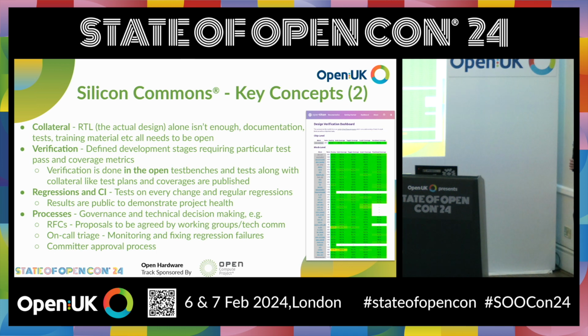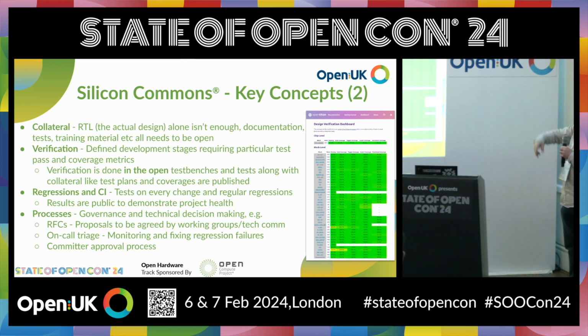Verification, as I said, is absolutely critical. We have a well-defined set of development stages in OpenTitan that we export into the Silicon Commons model. This tells you the various milestones that you need to get to, and what you need to achieve in terms of test pass rates, coverage rates, how well developed your test plan is, how well developed your coverage plan is, have you got the documentation, the specification, big long checklists of all the things you need to do. And this mirrors how projects tend to be run in industry.